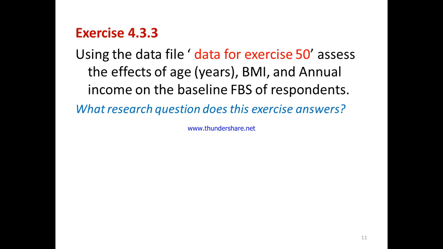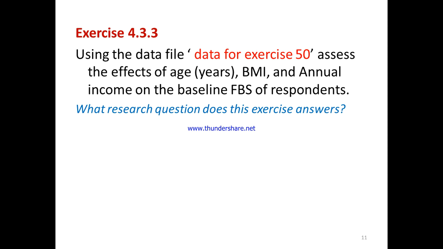Okay, so now the second is about the effect of age, BMI, and annual income on fasting blood sugar. You can get this data from the dataset entitled Data for Exercise 50. You have this data with you, and you can run multiple linear regression to see the effect of these variables.